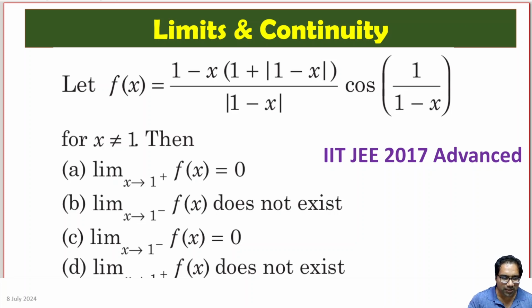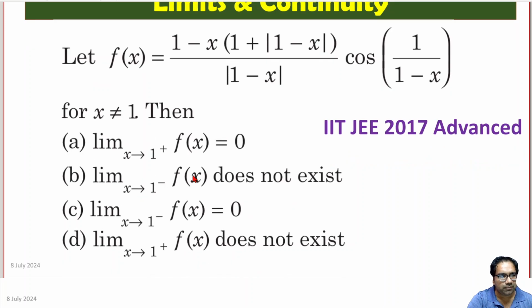We have a simple problem that came in JEE Advanced 2017. We are given a function (1 - x)(1 + |1 - x|)/|1 - x| times cos(1/(1 - x)). We need to understand how this behaves at 1 when x approaches 1 from either side, whether the limit exists or it doesn't exist.